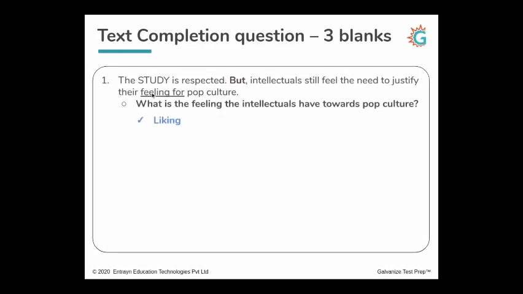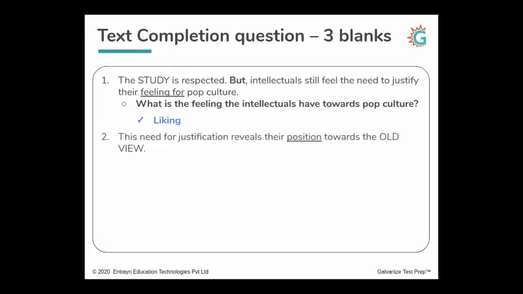Think of two different feelings you can have: hatred or love. If they hated popular culture, they won't even be studying it, and they won't feel the need to justify it. But if they like popular culture and the study is respected, yet they still feel the need to justify it. It's like you go to a Rajni movie, come back and explain why you went to that Rajni movie, as if someone's going to blame you for going for the Rajni movie. It is respected already, and yet they do that. That is why liking is the right word here.